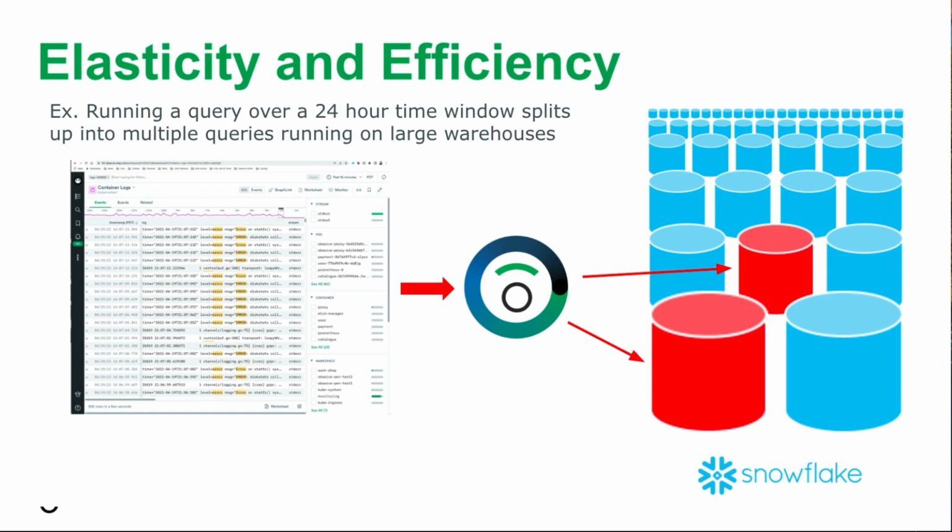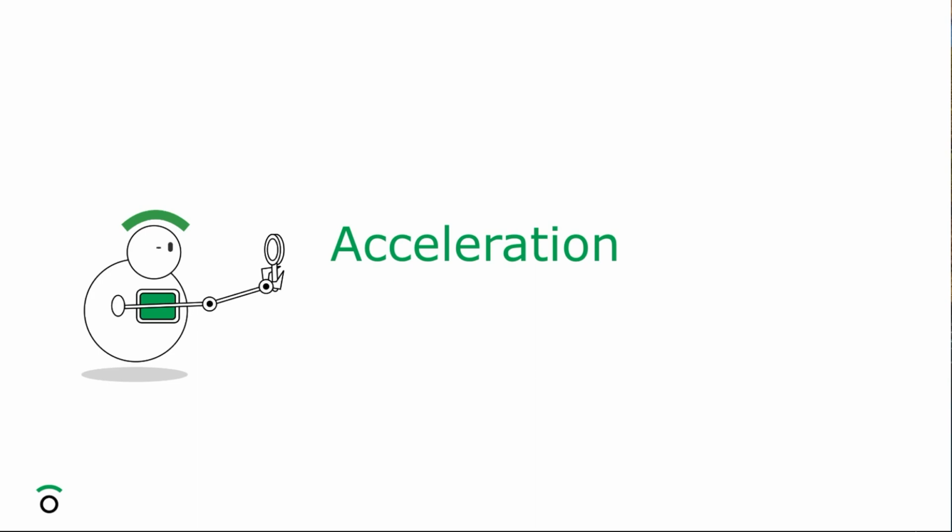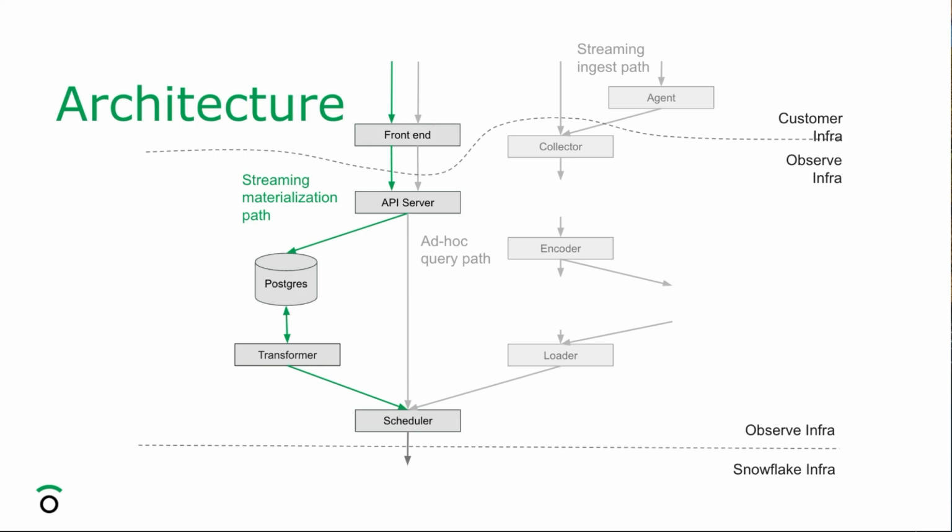Now, the other piece that plays into the performance of the overall system and being able to manage very large amounts of data is this concept of acceleration. And what we mean by that is basically taking and understanding the data coming in so that you can query it faster on the back end. And if we look at the architecture, one of the paths that we've been talking about is ad hoc queries. What am I going to query right now? And what am I looking at? And those run directly through the scheduler in order to determine what is the best amount of compute.